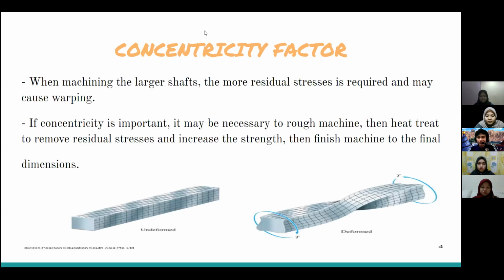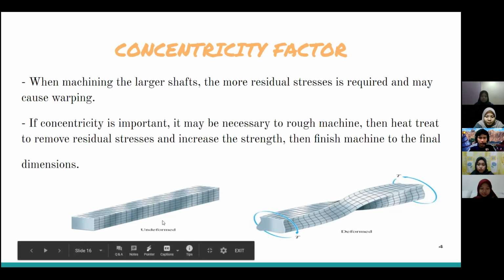So for the concentricity factor, when machining the shaft, the more residual stress is released, and it will cause warping. If concentricity is important, it may be necessary to rough machine. Then we need to remove residual stress and increase strength, then finish machine the dimension. So this is the normal shaft, and this is after the warping effect.